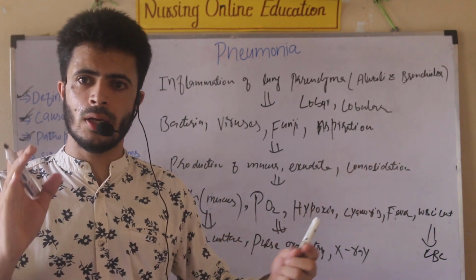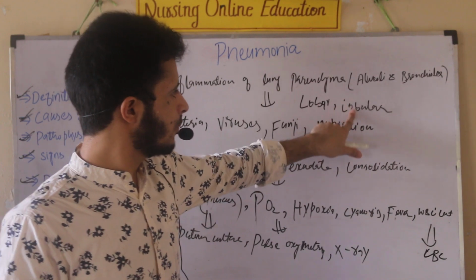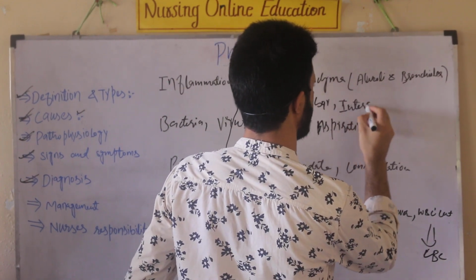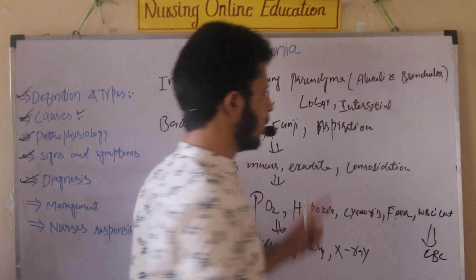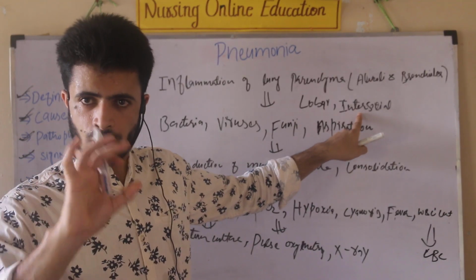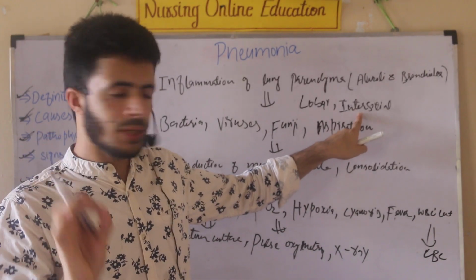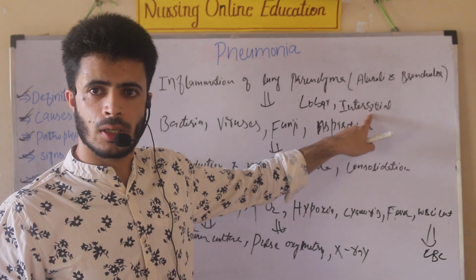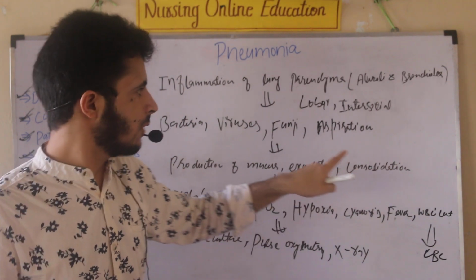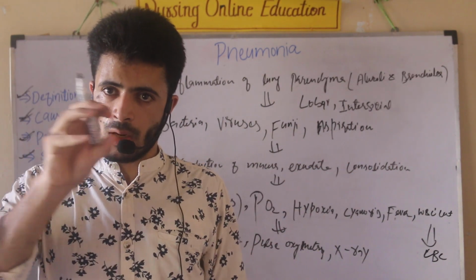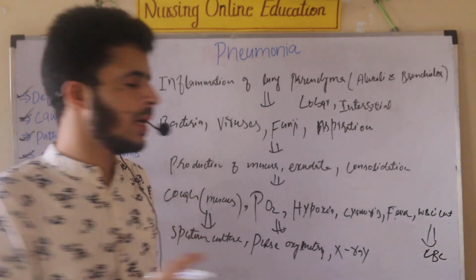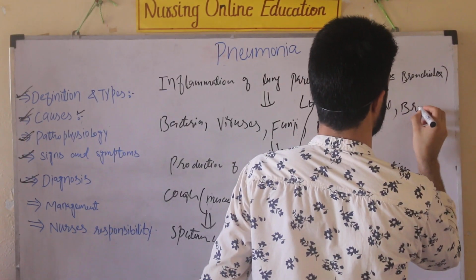Or it may be bronchopneumonia, or it will be interstitial. Lobar means one lobe of the lung will be affected. Interstitial means the space between the alveoli will be affected, that is interstitial pneumonia. Then the third one is bronchopneumonia. In bronchopneumonia, different regions will have patches of affection by means of bacteria. The bacteria will affect different patches of the lungs. That is called bronchopneumonia.